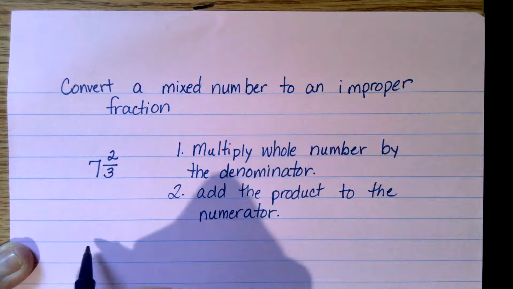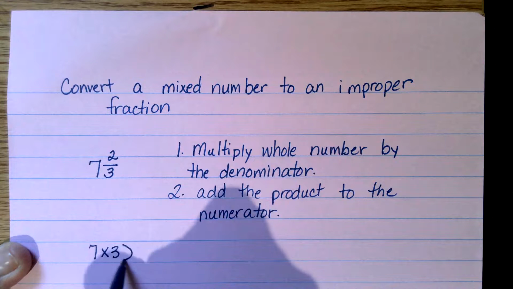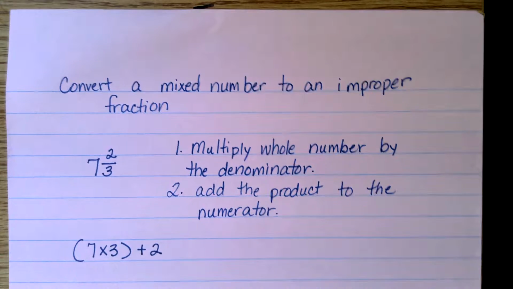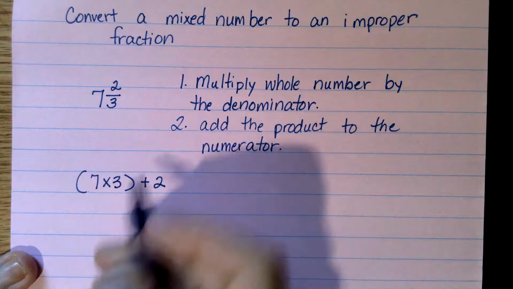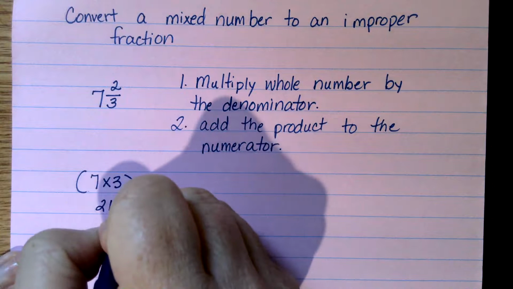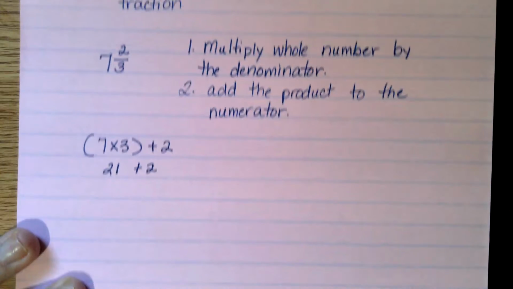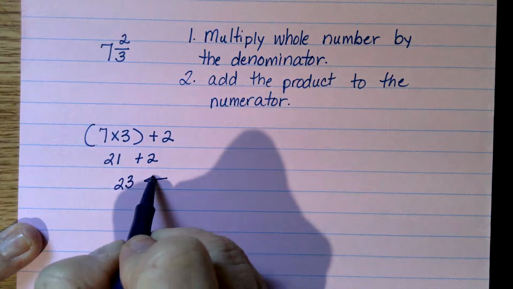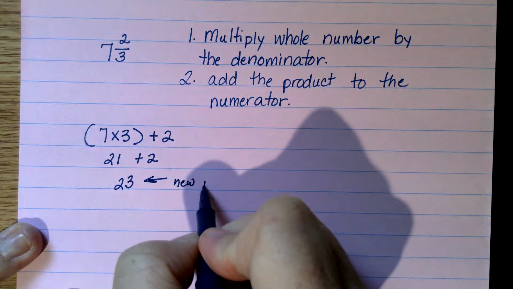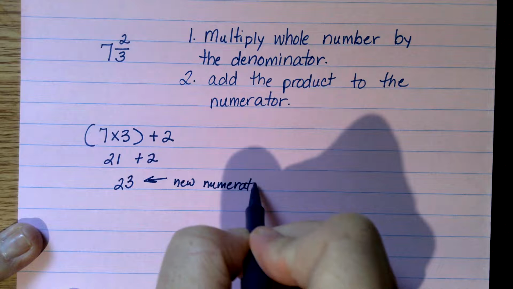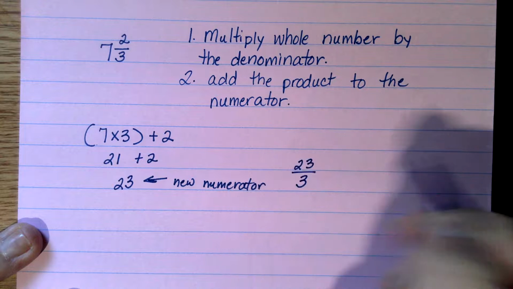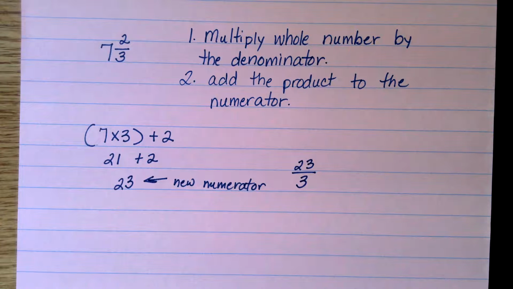All right, so it's going to look like this. 7 times 3 plus 2. 7 times 3 is 21. 21 plus 2 is 23. So now this becomes the numerator. This is our new numerator. Our denominator stays the same. So we're going to put 23/3.